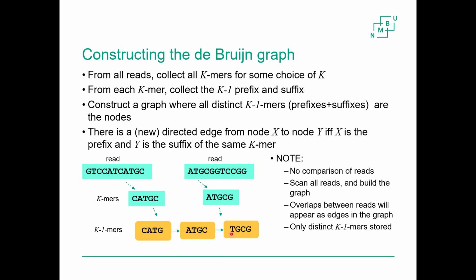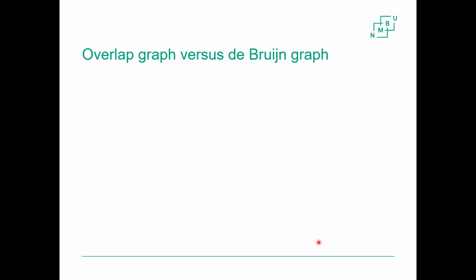You add another edge. So if I see this one and then follow it by this one again, I just add one more arrow here. Or actually a number, right, on this arrow. This is actually the k-mer coverage.